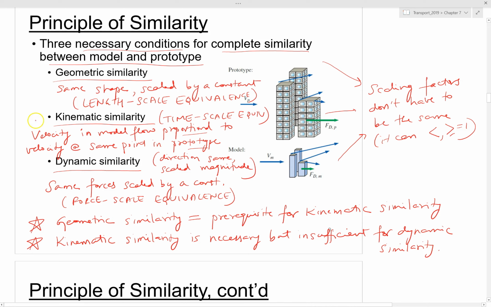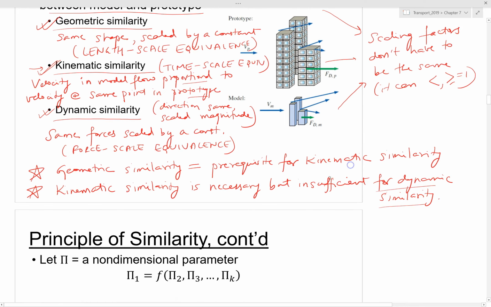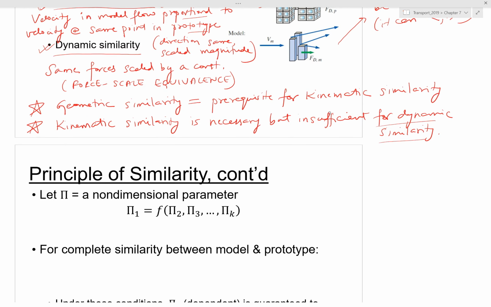So for kinematic similarity, this is a must. For dynamic similarity, this kinematic similarity is necessary, but just by having kinematic similarity, you cannot absolutely say that a model and a prototype are dynamically similar. There are other conditions which need to be satisfied.